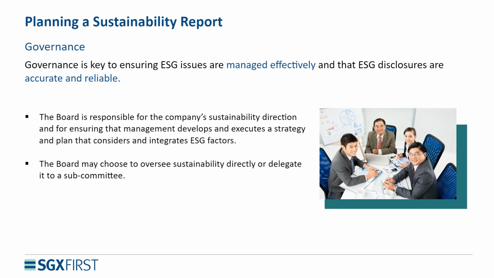It is important to clearly establish the board's role and the management's role when determining the governance structure. The board is responsible for the organization's sustainability direction and ensuring that management develops and executes a strategy and plan that considers and integrates ESG factors. The board may choose to oversee sustainability directly or delegate it to a subcommittee.